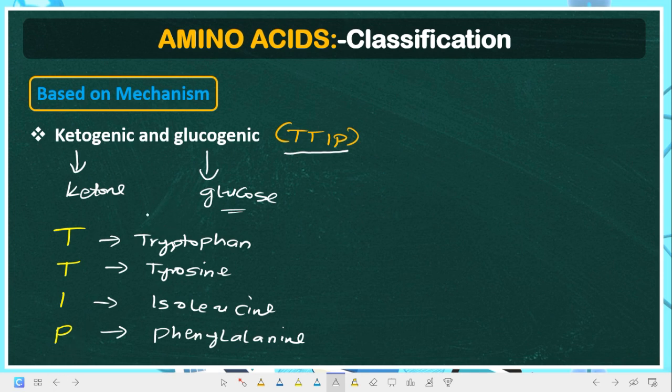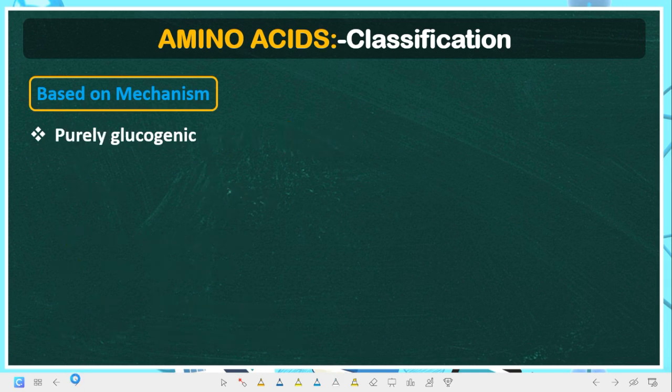things later. So we have TTIP, where one of the T means tryptophan, the other means tyrosine, other means what? I means isoleucine, and P means phenylalanine. Now, the next category that we are going to be looking at is purely glucogenic. So all those that are converted to glucose only.